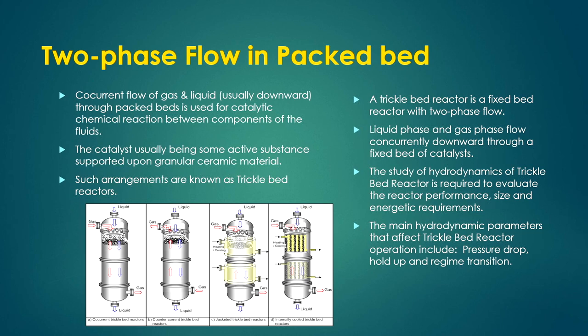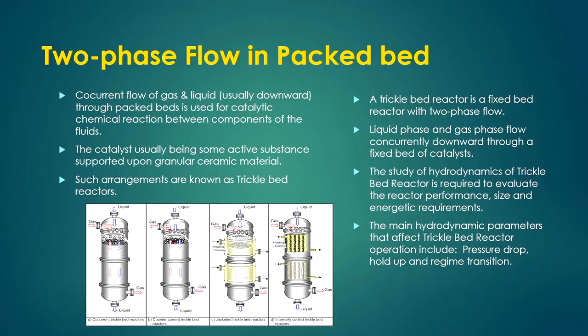So, there is a co-current flow of gas and liquid, usually downward through a packed bed, used for catalytic chemical reaction between components of the fluids. In that case, the catalyst is usually some active substance supported upon a granular ceramic material, and I have shown some examples of that catalyst there. Such arrangements are known as trickle reactors, trickle bed reactors. Here are some pictures of trickle bed reactors.